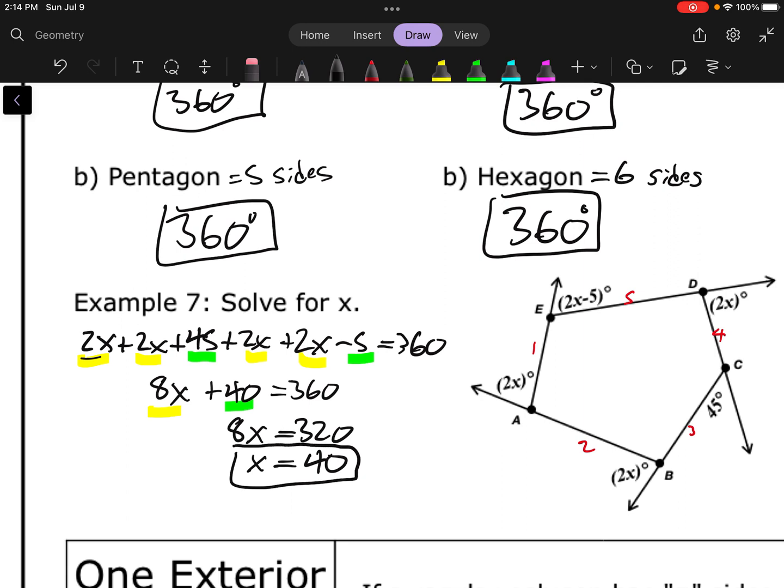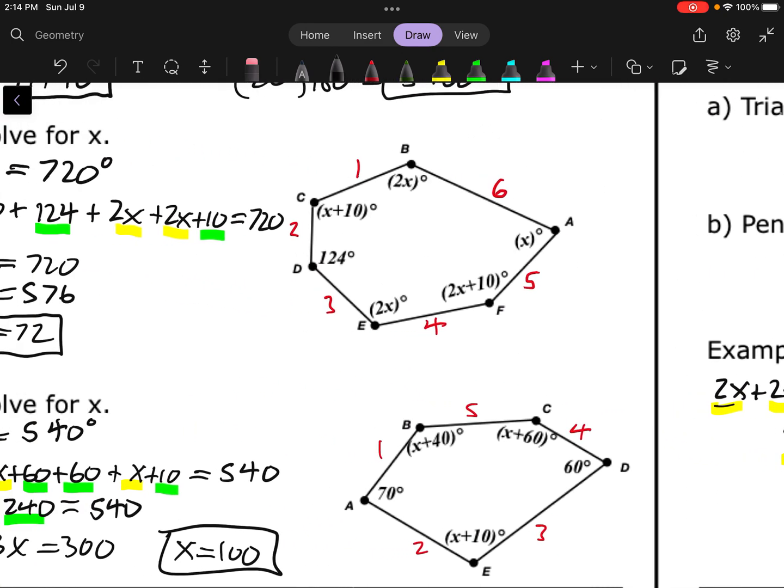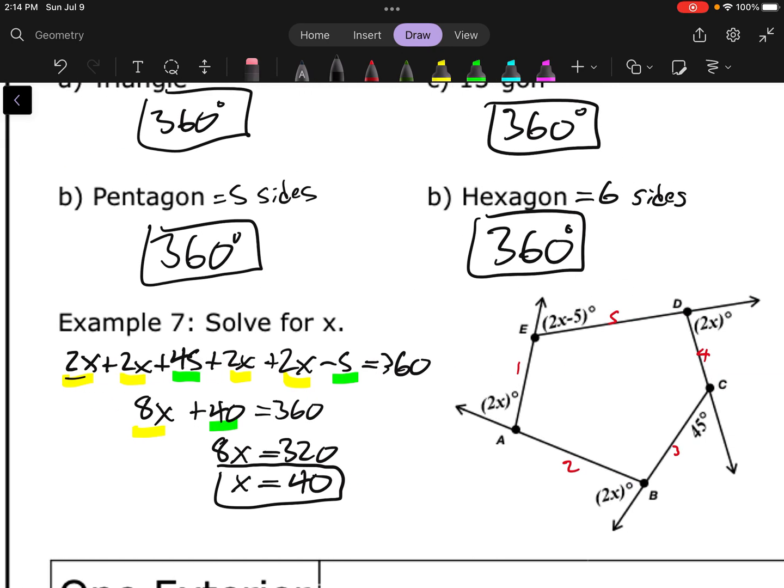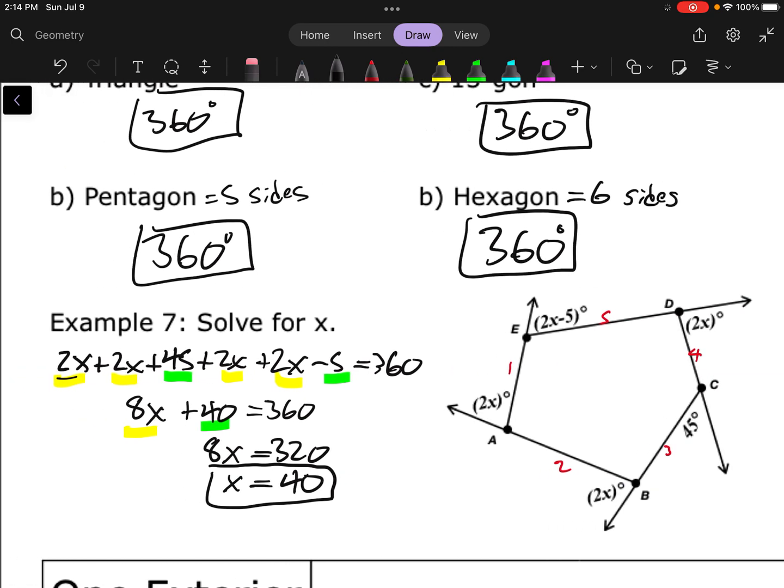So that type of equation that we just set up there, the exterior angles always have to add up to be 360. Like when we were doing these ones with the interior angles, we had to do the interior angle sum theorem to figure out what to set the equation equal to, because the interior angles vary as to how much they're going to add up to be. The exterior angles remain constant. They will always add up to be 360.